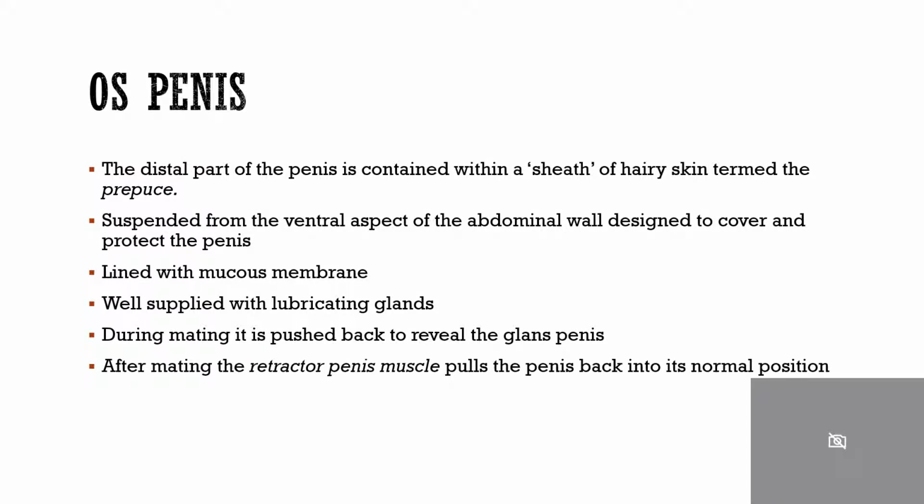The distal part of the penis is contained within a sheath of hairy skin termed the prepuce, suspended from the ventral aspect of the abdominal wall, designed to cover and protect the penis. It's lined with mucous membrane. It's well supplied with lubricating glands, and during mating it is pushed back to reveal the glans penis. After mating, the retractor penis muscle pulls the penis back into its normal position.